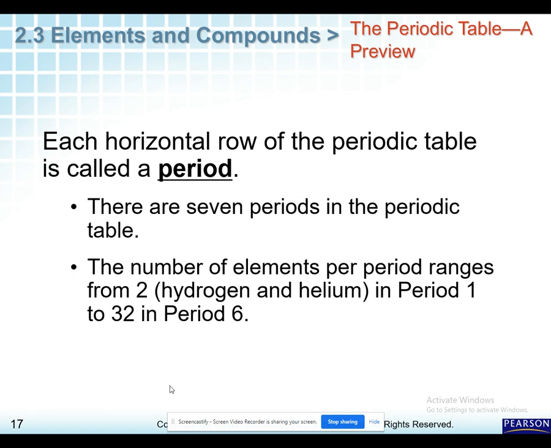Now a touch up on what rows and columns are called. So a row is called a period. So they go left to right, so side to side. There are actually 7 periods on the periodic table. So some periods are only going to have a few elements, like period 1 only has 2. Or you can have a bunch of elements, like period 6 has 32.